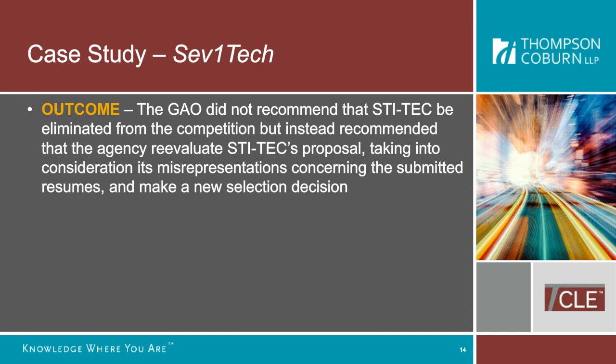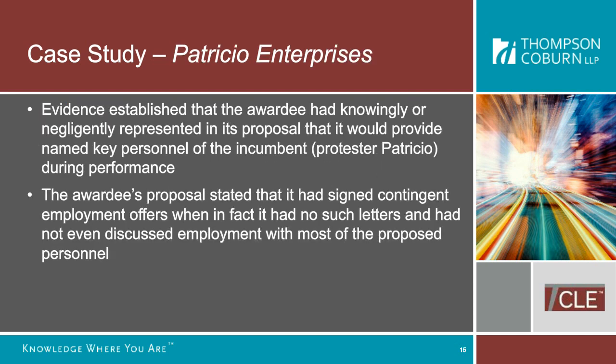I'm going to talk about another GAO decision here, which was issued in 2016, because it's similar to, but contrasts somewhat to the SEV1 Tech decision. In Patricio Enterprises, the evidence established that the awardee had knowingly or negligently represented in its proposal that it would provide the named key personnel of the incumbent, who was Patricio. The awardee's proposal actually stated that it had signed contingent employment offers when, in fact, it had no such letters and had not even discussed employment with most of the proposed personnel.